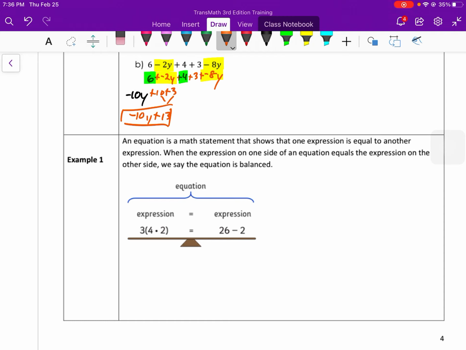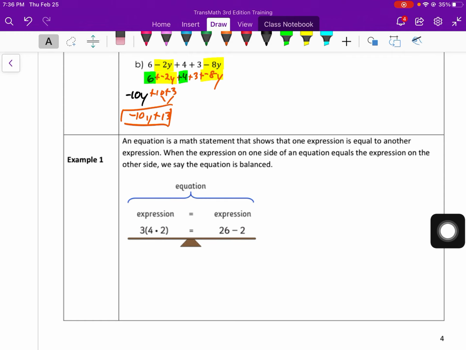Now to start, an equation is a math statement that shows that one expression is equal to another expression. When the expression on one side of an equation equals the expression on the other side, we say the equation is balanced. So on this equation, which looks like a balance here, we're going to check and see that these two expressions are equal.